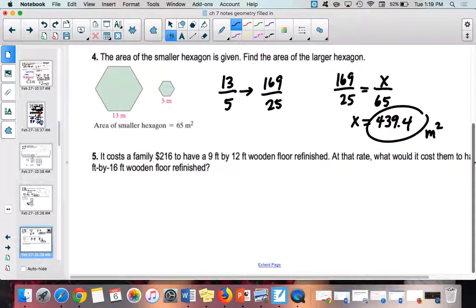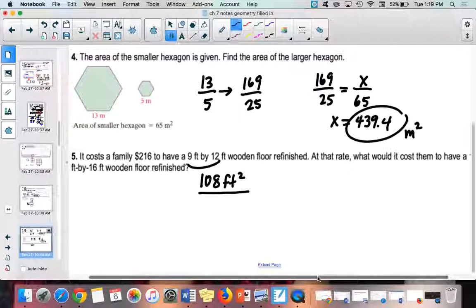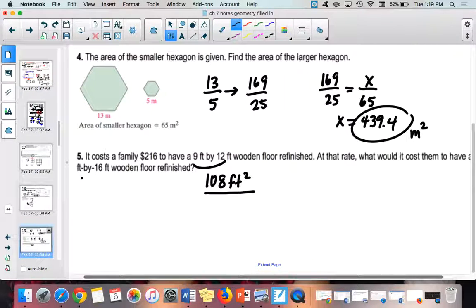It says it costs the family $216 to have a 9-foot by 12-foot wooden floor refinished. At that rate, what would it cost them to have a 12-foot by 16-foot wooden floor refinished? Okay? So let's think about it. What is the area that we have here? 108 feet squared, right? What is the area of the other one? It was 16 by 12, right? If we do 16 by 12, did you guys get that number? 192? These areas are in a certain ratio.